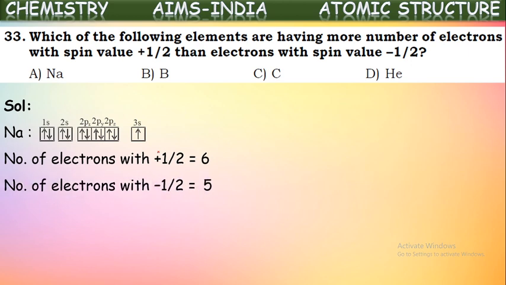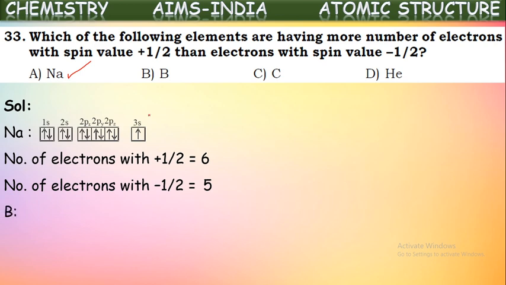And electrons with a negative spin or anti-clockwise spin, how many are there? 1, 2, 3, 4, 5. Only 5 electrons are there. So sodium has more electrons with positive spin than electrons with negative spin, so it has more electrons with the positive half spin.